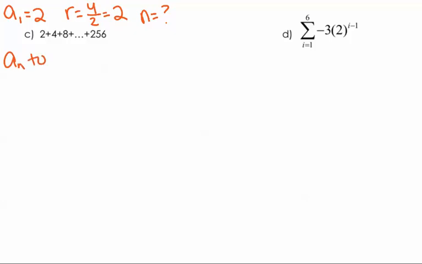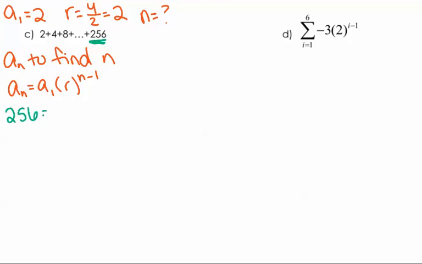So we're going to use A sub n to find n, okay? Use your A sub n formula. So remember our A sub n formula: A sub n equals A sub 1 times r to the n minus 1. So we know our an. Our an is our last term here, that 256. So I'll plug that in. 256 equals a1, that first term of 2, times the ratio of 2 to the n minus 1. So you can't multiply 2 times 2 here because of that exponent. So what you're going to have to do is divide by 2. Now I'm going to have 128 equals 2 to the n minus 1.